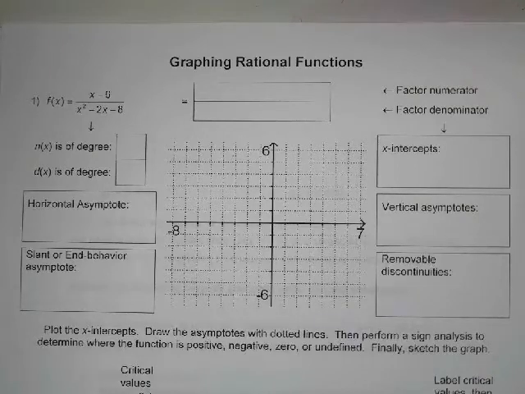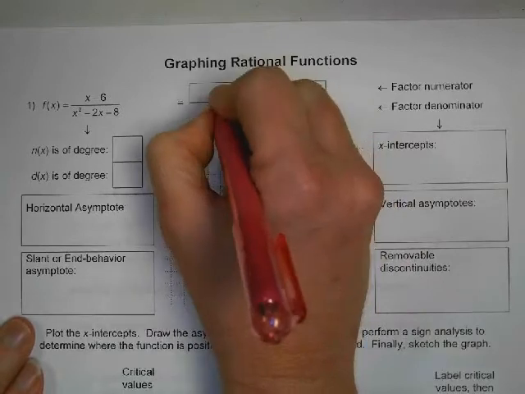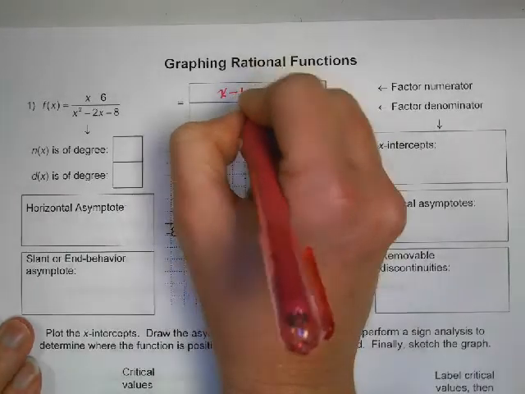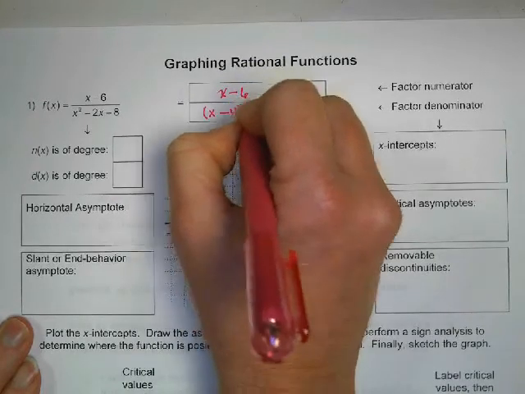Okay, so now we need to put together all the pieces to graph this rational function. The first thing we need to do is make sure it's in factored form. So the top of this one is already as low as it's going to get, it's linear, but the bottom can be factored. So we're going to go ahead and factor that.